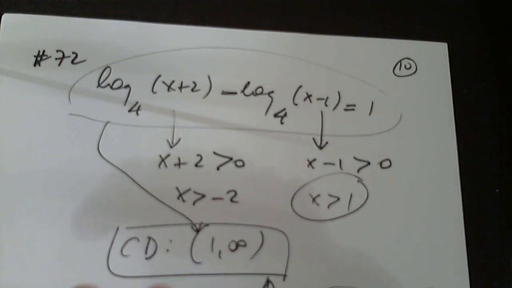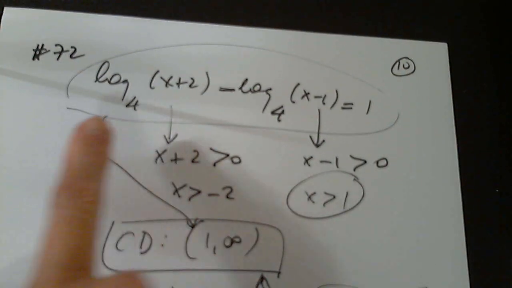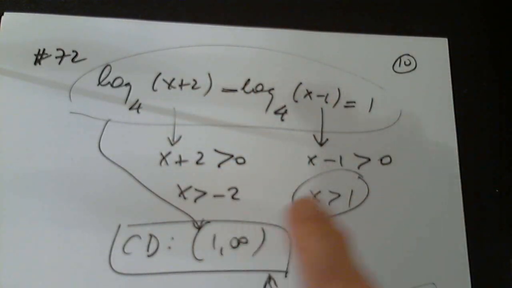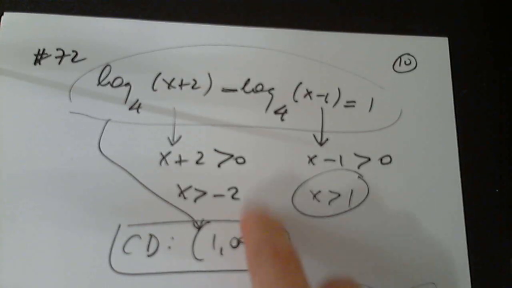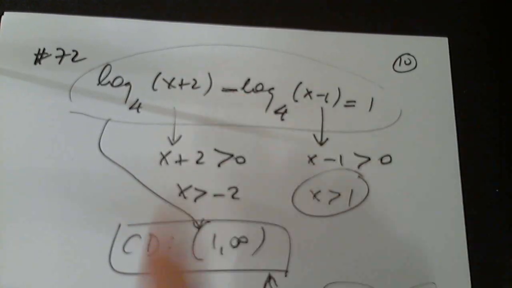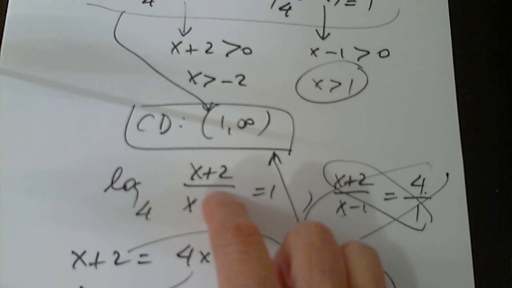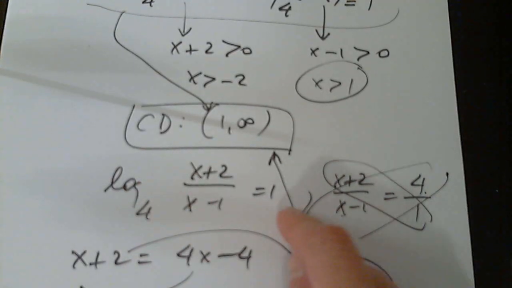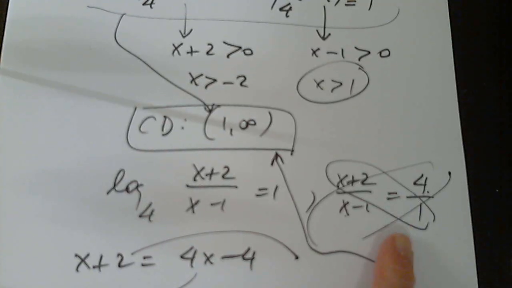Say a few things here so it's recorded. So log base 4 of x plus 2 minus log base 4 of x minus 1 is 1. I stated the domain for each piece. The common domain is this. I condensed, because it's a difference, is log applied to a ratio. Then the conversion, 4 raised to the first power equals this.